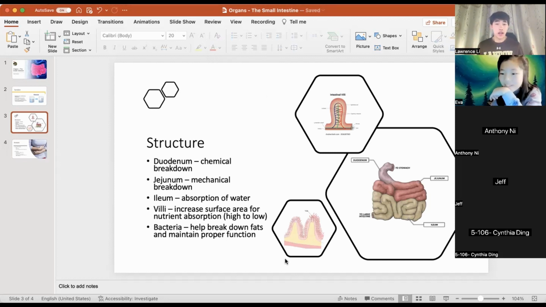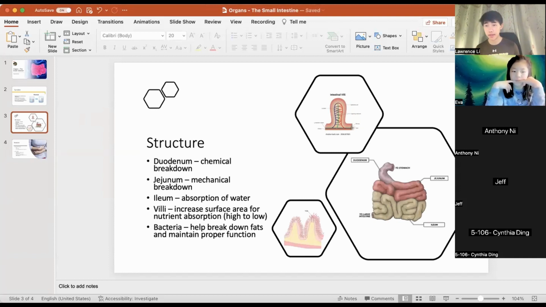Anyways, think about the heart, right? We have 4 chambers in the heart. Think about the lungs. You have your left lung, your right lung, your bronchioles. The same thing goes for the small intestine. We split it up into 3 parts, right? DJI, as Anthony said: your duodenum, your jejunum, and then your ileum. So those are the 3 parts in your small intestine.